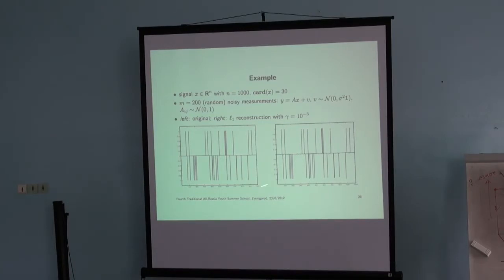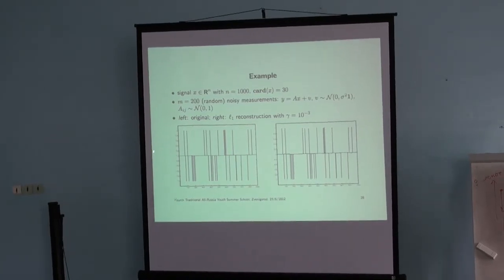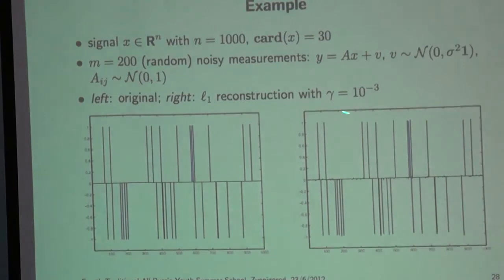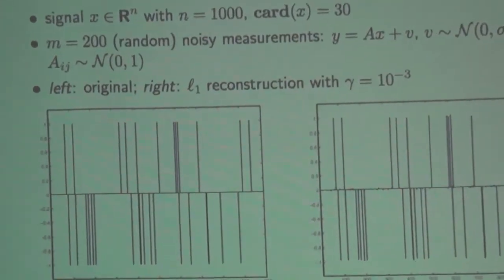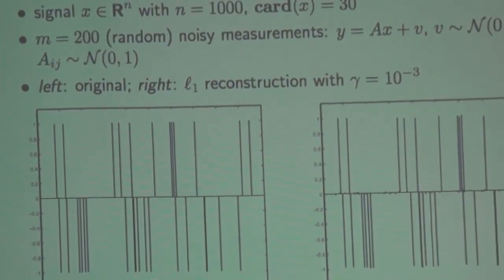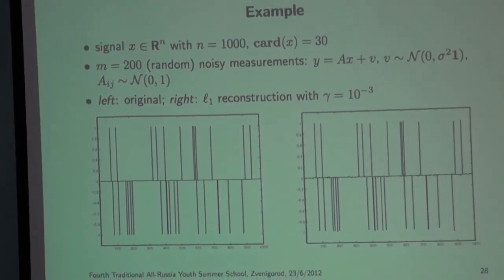This is the original signal, right? You simply, actually a wide range of gammas works, and this is what you reconstruct. Do you know the realization of matrix A? Absolutely, you know it. We know.